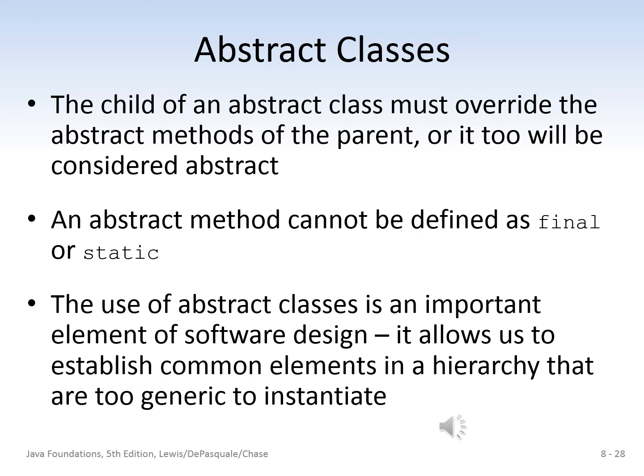Any child of an abstract class must override the abstract methods of the parent, or it too will be considered abstract. So you can have a child of an abstract class that is not an abstract class. The abstract method cannot be defined as final or as static. And the use of abstract classes is pretty important in regards to software design. It allows us to establish common elements in a hierarchy that are too generic to instantiate. And we're going to take a look at this further.